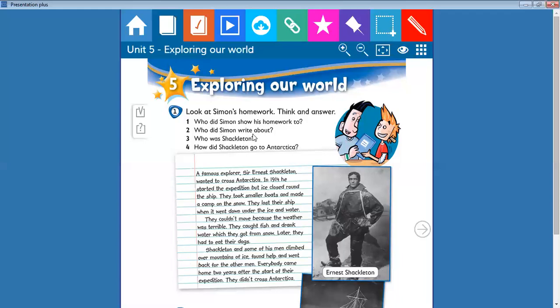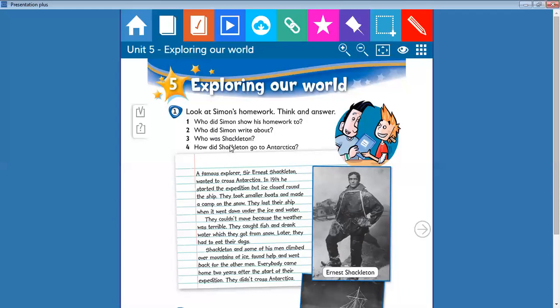Who did Simon write about? Look at the picture, look at the homework. So on the picture, we can see the name of this man. He's Ernest Shackleton. Ernest Shackleton. So Simon writes about Ernest Shackleton.